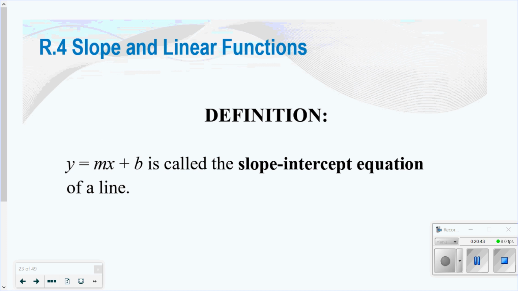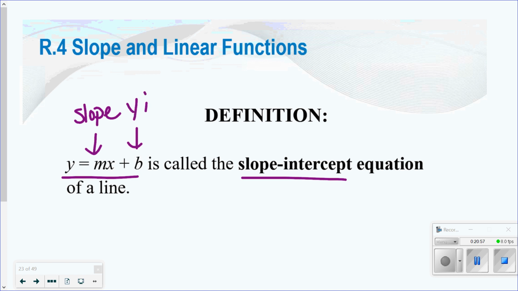We've already looked at this, but this particular form, y equals mx plus b, is called the slope-intercept equation of a line because you have your slope here and your y-intercept right there.